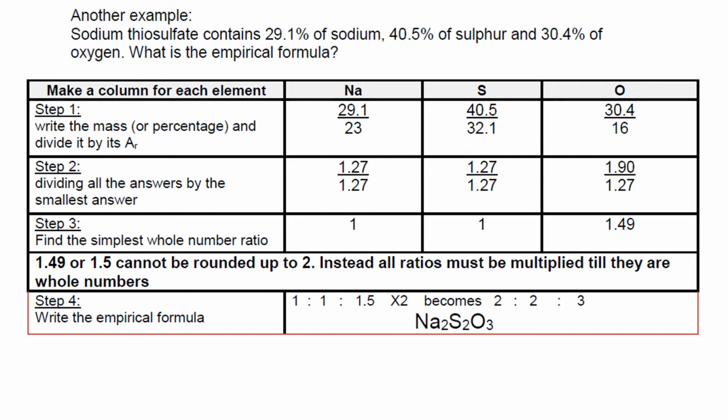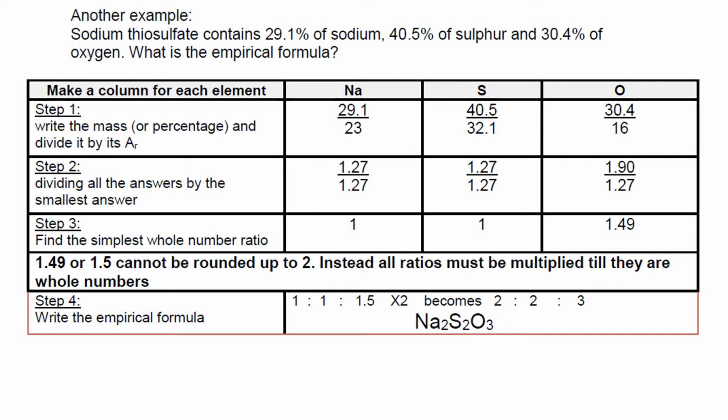Here, these numbers aren't whole numbers. Keep them at least 2 decimal places or 3 decimal places. So I've got 1.27, 1.27, 1.9. Divide them by the smallest number. So in this case, 1.27 is the smallest one. You get 1 to 1 to 1.49.